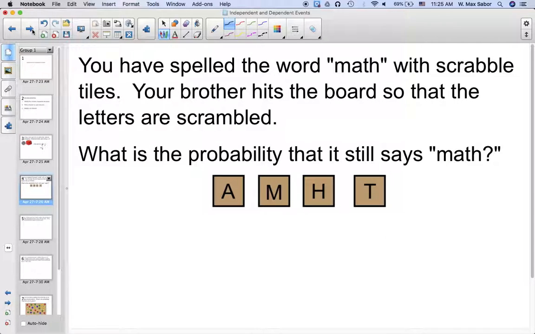You've spelled the word math with Scrabble tiles. Your brother hits the board so the letters are scrambled. What's the probability it still says math? Well, there's a choice being made for the first tile, second, third, and fourth.